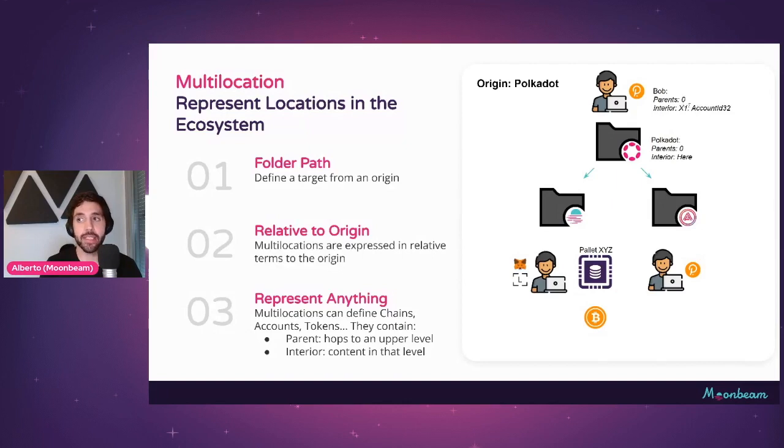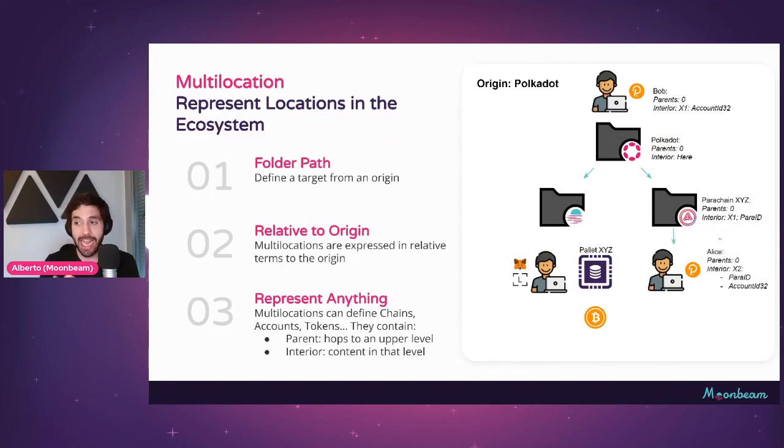And you can see that parents is 0 because we're not moving to an upper folder. We're already in that upper folder. So if we're targeting Acala or any given parachain, we would just say parents 0 because we're moving downwards, and we can just provide the parachain ID as the X1 value.